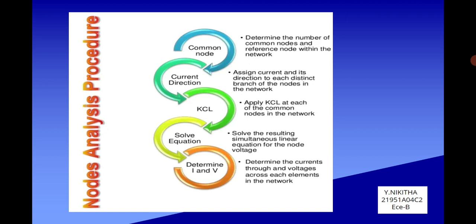Common node: determine the number of common nodes and reference nodes within this network. Current direction: assign current and its direction to each distinct branch of the nodes in the network. KCL: apply KCL at each of the common nodes in the network. Solve equation: solve the resulting simultaneous linear equations for the node. Determine I and V: determine the currents through and voltages across the elements in the network.